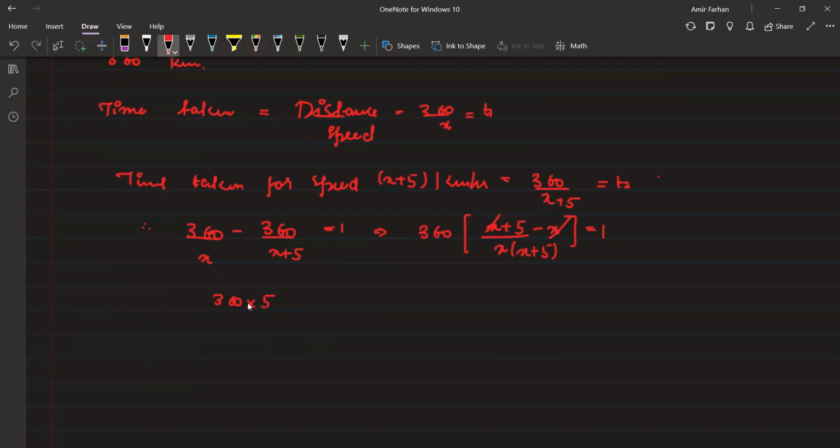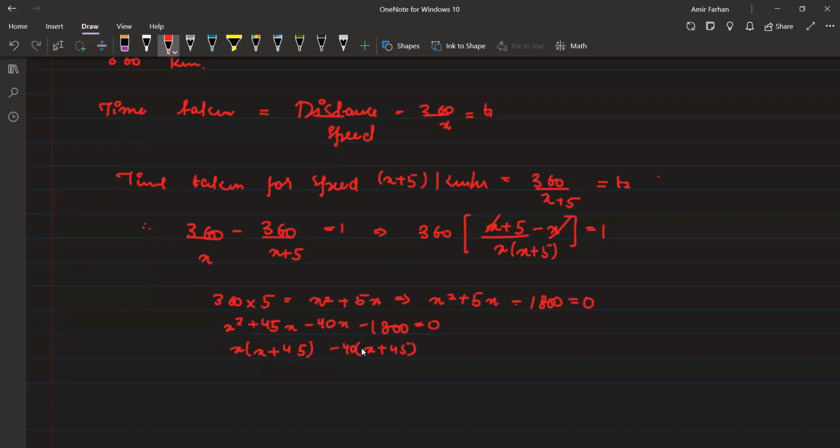So it would be 360 into 5 is equal to x square plus 5x. Okay. So x square plus 5x minus, how much is this, 1800 is equal to 0. Okay. So you can split this in this manner: x square plus 45x minus 40x minus 1800 is equal to 0. So take x common out, x plus 45, and x plus 45 will be there. So you have to take minus 40 common from this side. So it is minus 40x, and minus into minus will be plus, that is equal to 1800. So x plus 45 will be common from both the terms, and x minus 40 is equal to 0.